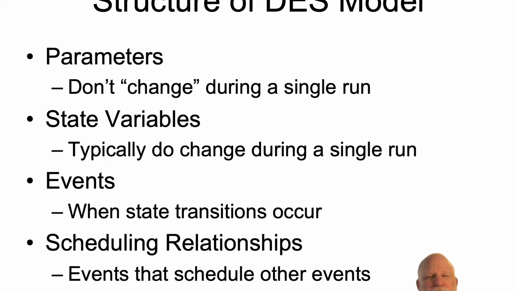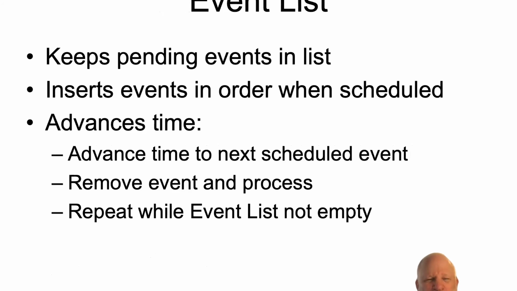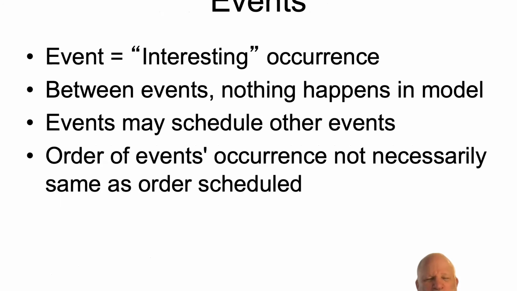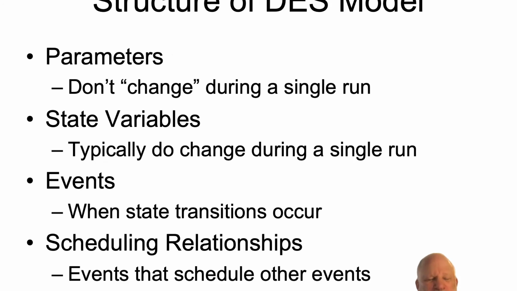So an event is, and again, it's that jump that we saw back here. This is a state transition, which moves the state from this value to that value. And that's what we're identifying as events. So an event is when that state transition occurs. And then the final piece are the scheduling relationships. Those are the events that schedule other events, such as, you launch the missile, it schedules the impact of the missile.